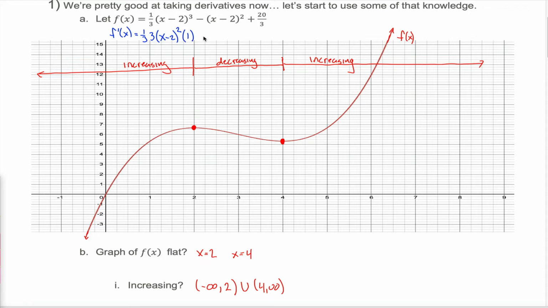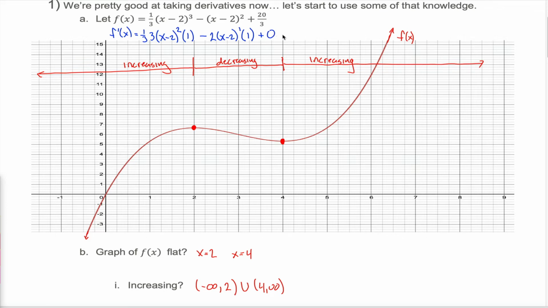What about this second term? Well, it's kind of the same idea. I'll leave the negative alone. I'll bring the 2 down in front and write (x - 2) raised to the 1st power using my power rule there. And then I'll multiply by the derivative of the inside. The derivative of x - 2 is, again, 1. And then finally, the derivative of this last term, well, it's just a constant. So the derivative of 20/3 is just equal to 0.